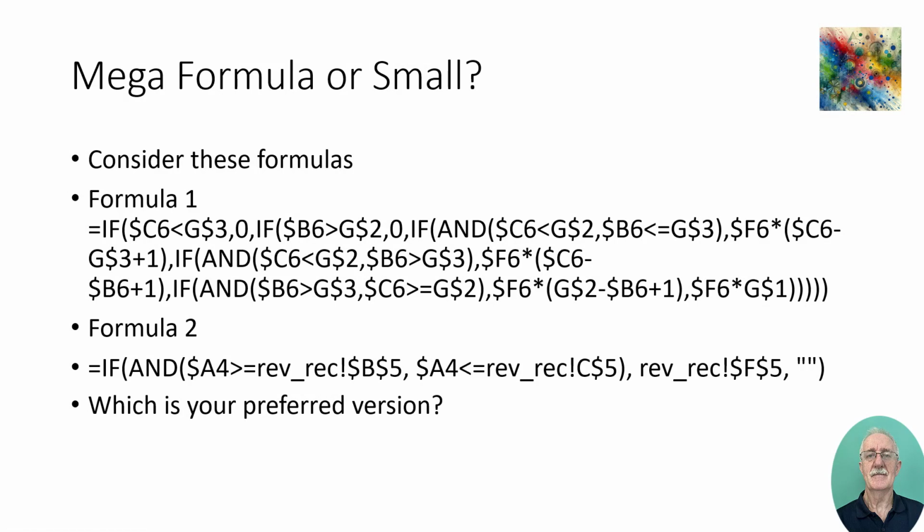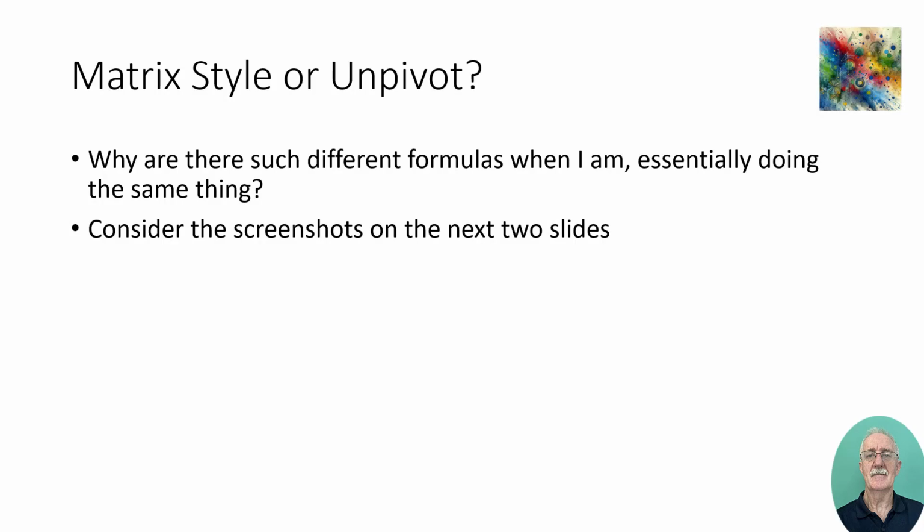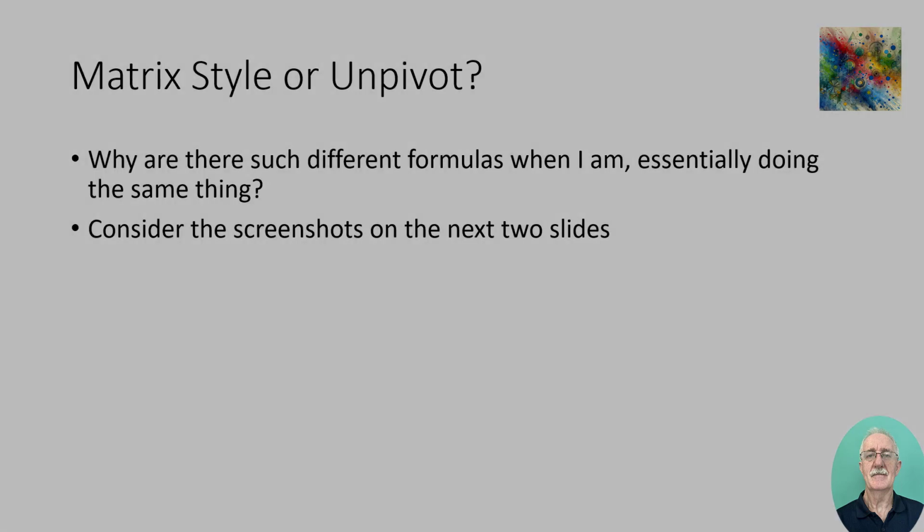Consider these formulas. Well, first of all, look at Formula 1. Obviously, I'm not going to read it, but just appreciate it. And contrast that with Formula 2. Bias question, leading question, which is your preferred version? So, matrix style or unpivot. Why are there such different formulas when I am essentially doing the same thing? Well, consider the screenshots on the next two slides.